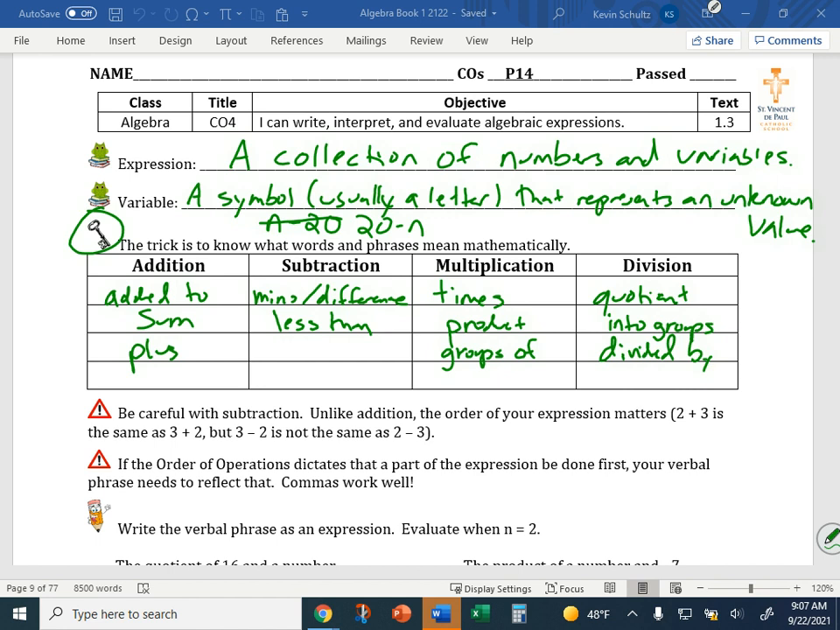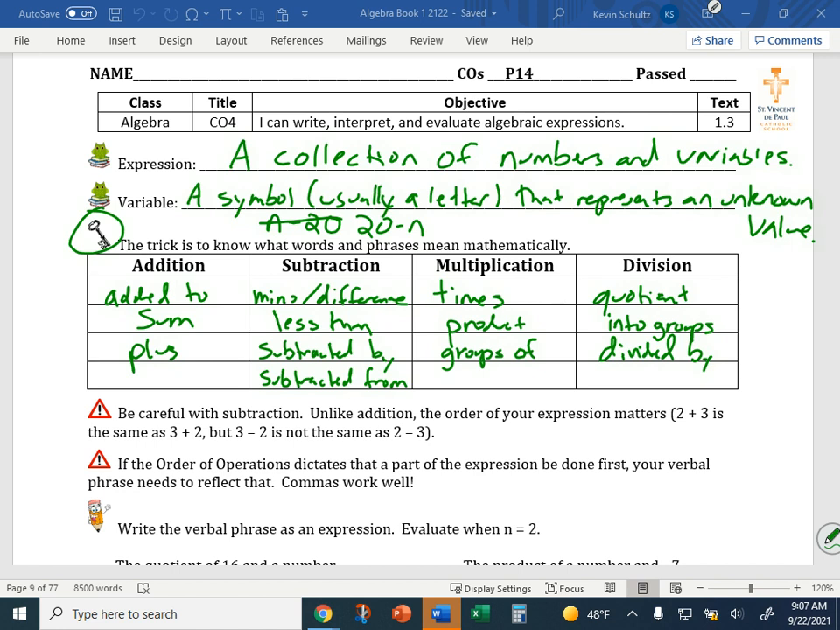Okay? The other two that I want you to be careful of are subtracted by versus subtracted from. Subtracted by versus subtracted from. They seem like they'd be the same thing, but they're not. What is the difference between subtracted by and subtracted from?